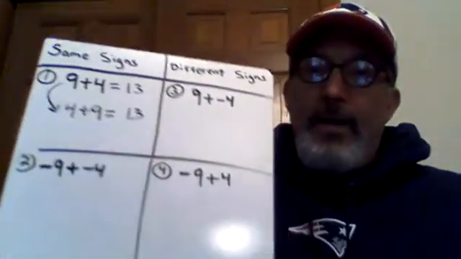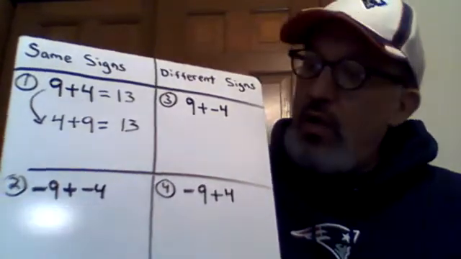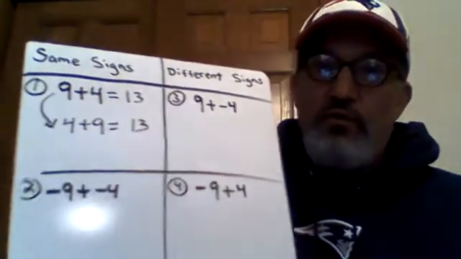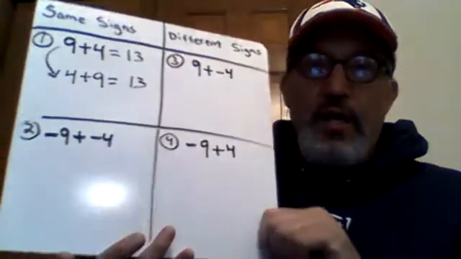I'm going to use an arrow like this whenever I am using the commutative property of addition. So we can write 9 plus 4, or 4 plus 9. Okay, that's it. We're going to move on now. Negative 9 plus negative 4. You think of this addition in a similar way as you do 9 plus 4.